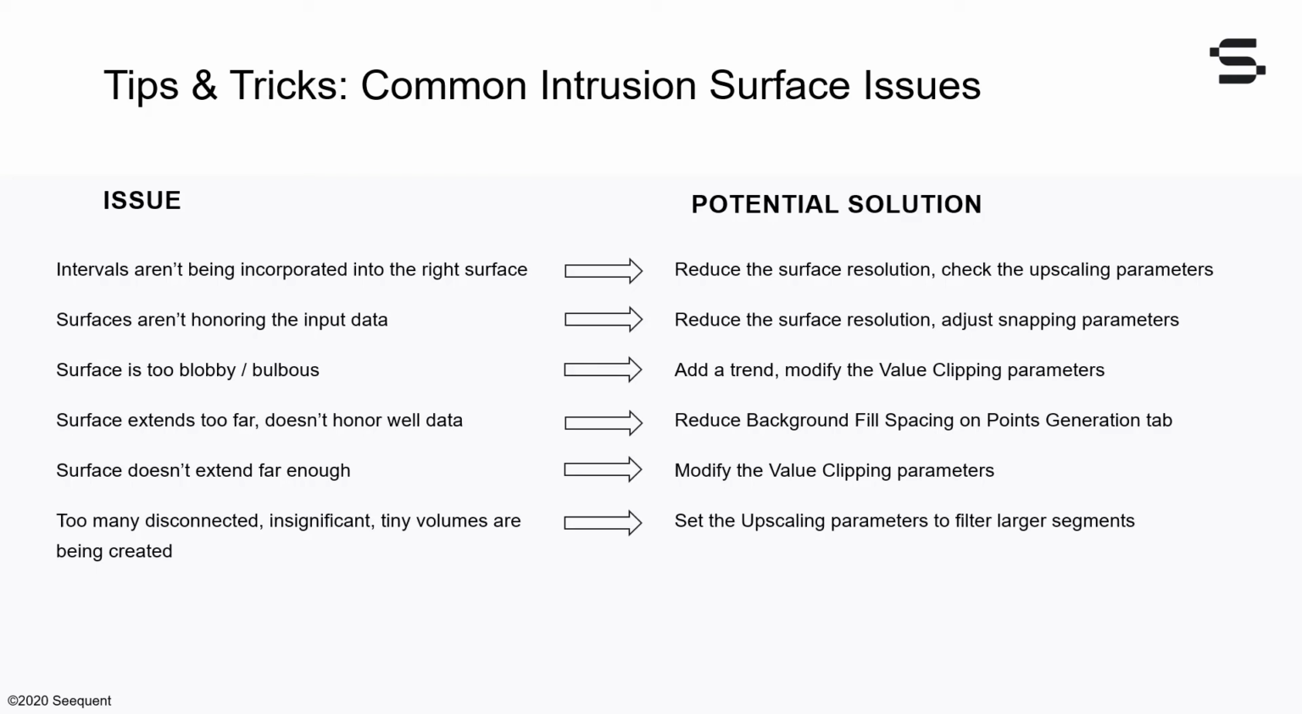If a surface extends too far and doesn't honor the well data, you can try reducing the background field spacing in the point generation tab. If your surface doesn't extend far enough, you can try to modify the value clipping parameters. If too many disconnected, insignificant tiny volumes are being created, try to set the upscaling parameters to filter larger segments.